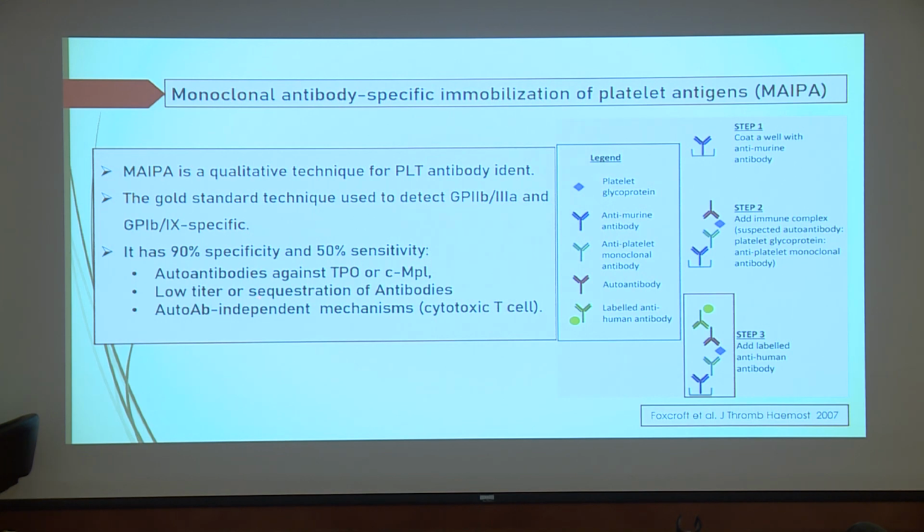and low titer or sequestration of antibody, which can be seen also in Coombs-negative autoimmune hemolytic anemia, but it has a higher percentage in ITP. The antibody will be eluted easily and lost easily from the platelet surface. And also autoantibody-independent mechanisms, like cytotoxic T cells. There are many studies to improve the sensitivity of the MAIPA assay. Still, it is on the way to use in the diagnosis of ITP.